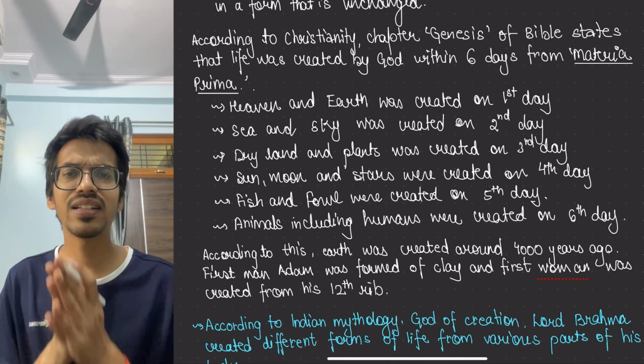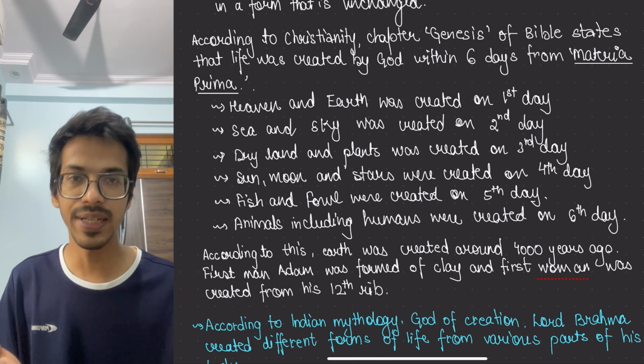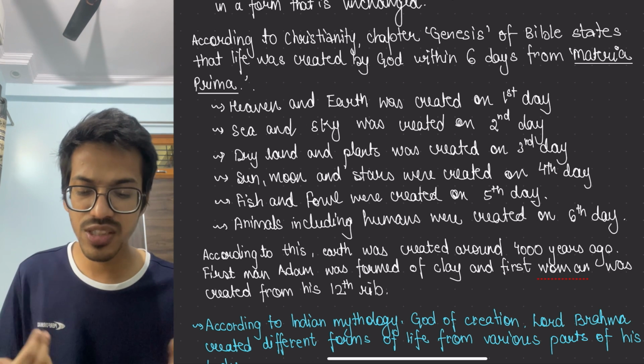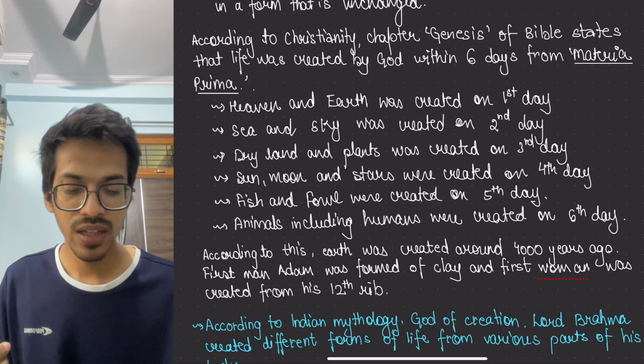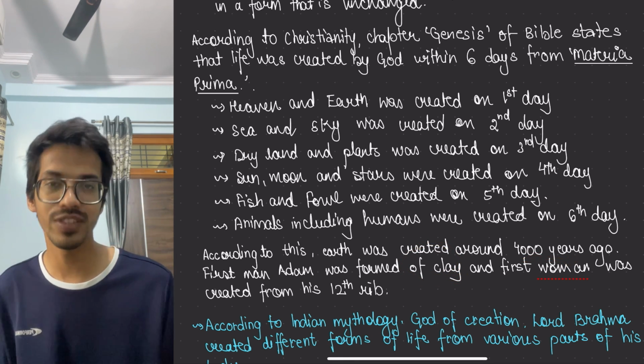According to this, the earth is only 4,000 years old. But the evidence shows that it's not true. And the first man is Adam, who is made from clay. Clay is the soil. And the first woman is formed from the 12th rib of Adam.